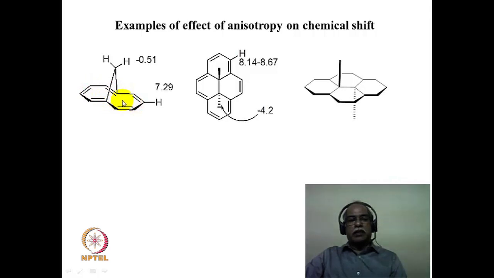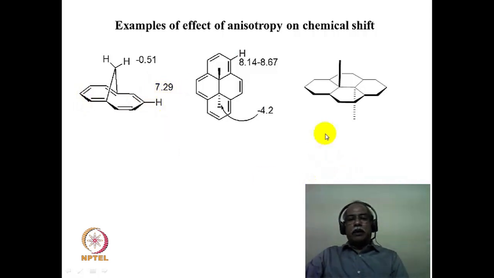So this is an aromatic ring, and these methylene hydrogens just fall above the plane of the aromatic ring, and therefore they appear in the highly shielding zone of the ring current effect, the anisotropic effect. So the two hydrogens which are indicated here on the bridge actually come at a negative delta value, less than the tetramethylsilane signal, around minus 0.51 ppm or so, whereas the peripheral hydrogens, which are the aromatic hydrogens, typically come in the aromatic region, which is around 7.29 ppm.